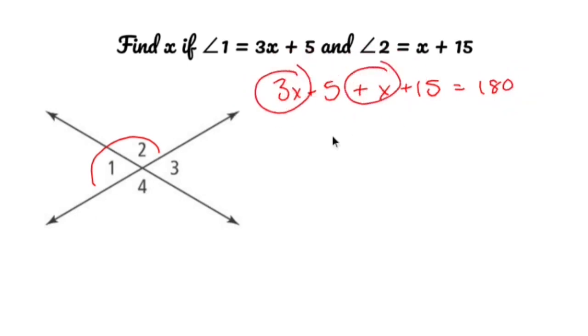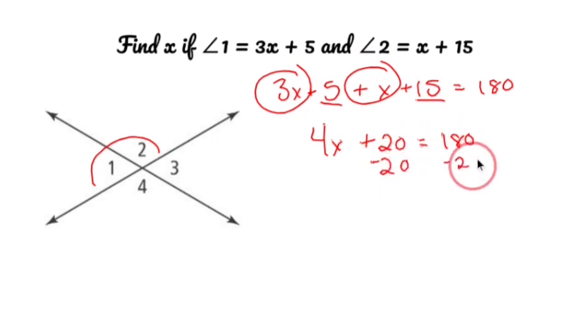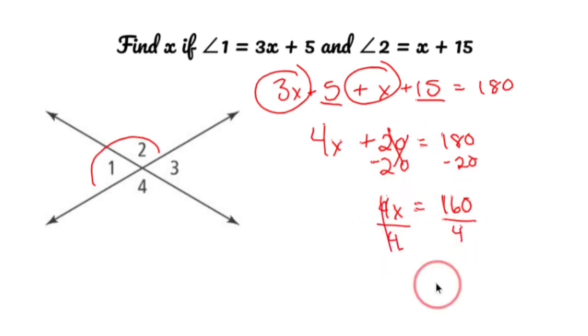Combine like terms. 3x plus x is 4x. 5 and 15 make 20. And then that equals 180. Subtract 20 from both sides. 4x equals 160. Divide by 4. And you got x equals 40.